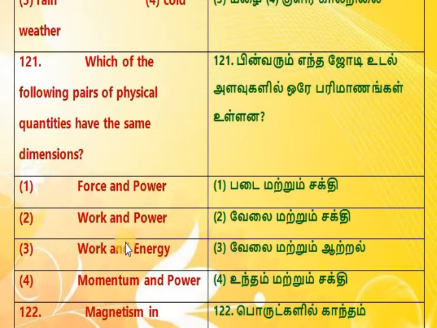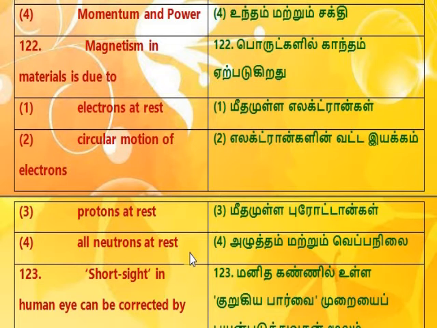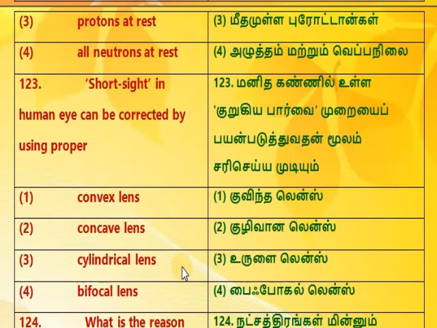121. Which of the following pairs of physical quantities have the same dimensions? 1. Force and power, 2. Work and power, 3. Work and energy, 4. Momentum and power. 122. Magnetism in materials is due to: 1. Electrons at rest, 2. Circular motion of electrons, 3. Protons at rest, 4. All neutrons at rest.